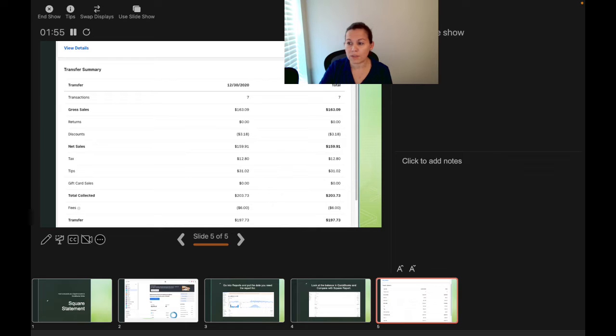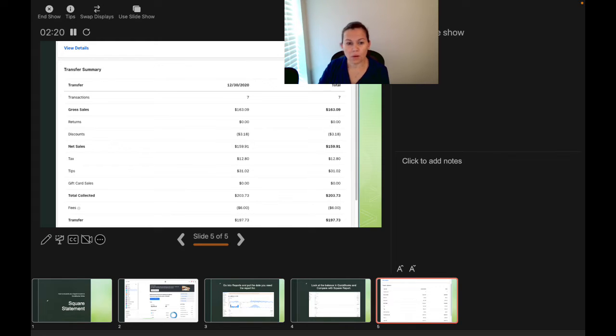So that's gonna have the gross sales, any kind of discount if there was a discount on this transfer. This is what you need to understand. So we don't want individual transactions. We need the transfer, because the transfer is going to have a lump sum of information on what was sent to you in QuickBooks. And that's what hit your bank account. And that's what you're going to need from Square.